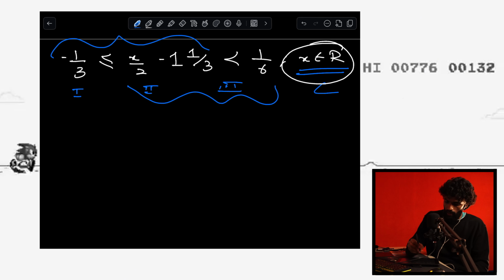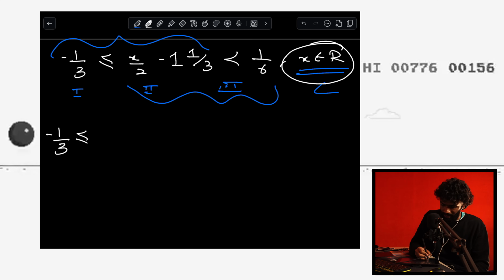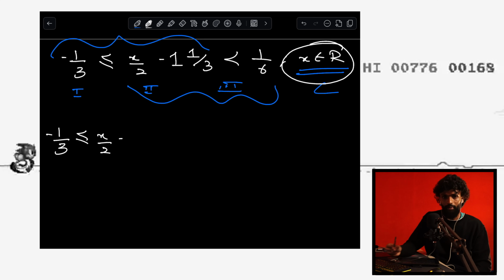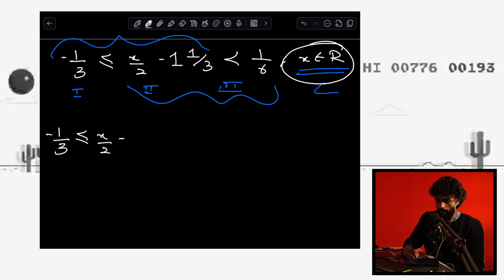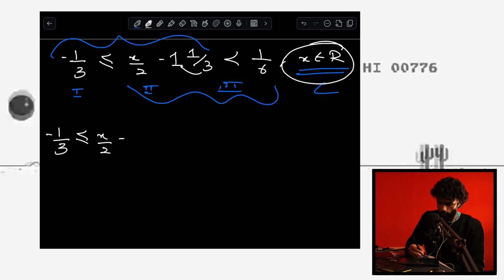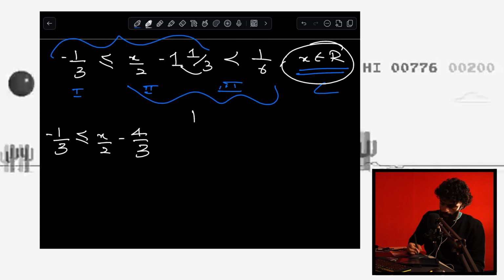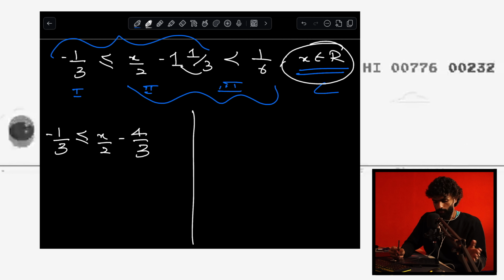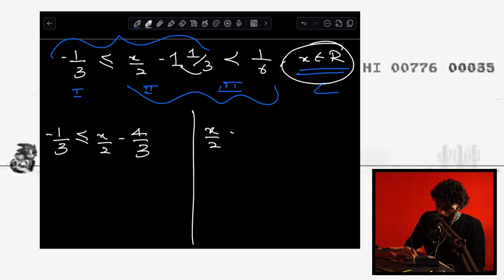Now understand, I'll write them separately right now. 1 by 3, the symbol remains as it is, and the second part also, but this time I'll simplify the mixed fraction. So 3 times 1 is 3, 3 plus 1 is 4. The answer is 4 by 3. I draw a line so that I can distinguish between both the things. Now I copy the second part as it is: x by 2 minus 4 by 3. Copy the symbol as it is, 1 by 6.